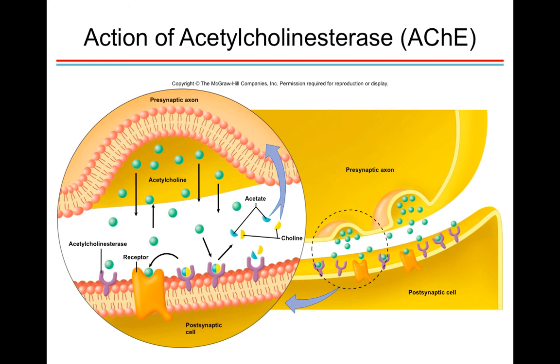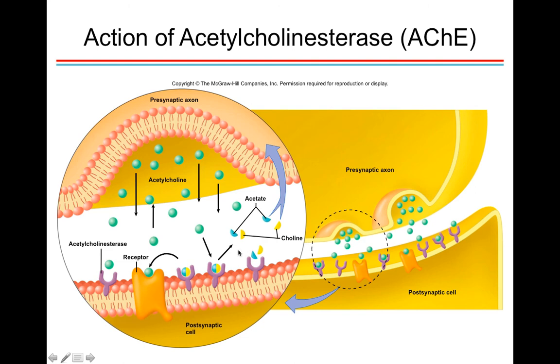So the body has a mechanism to prevent overstimulation by neurotransmitters. In the case of acetylcholine, the postsynaptic cell has an enzyme in the membrane called acetylcholinesterase. Acetylcholinesterase has the ability to hydrolyze acetylcholine into acetate and choline. When acetate and choline are separate, they no longer can interact with the receptor and trigger the ion channel opening.